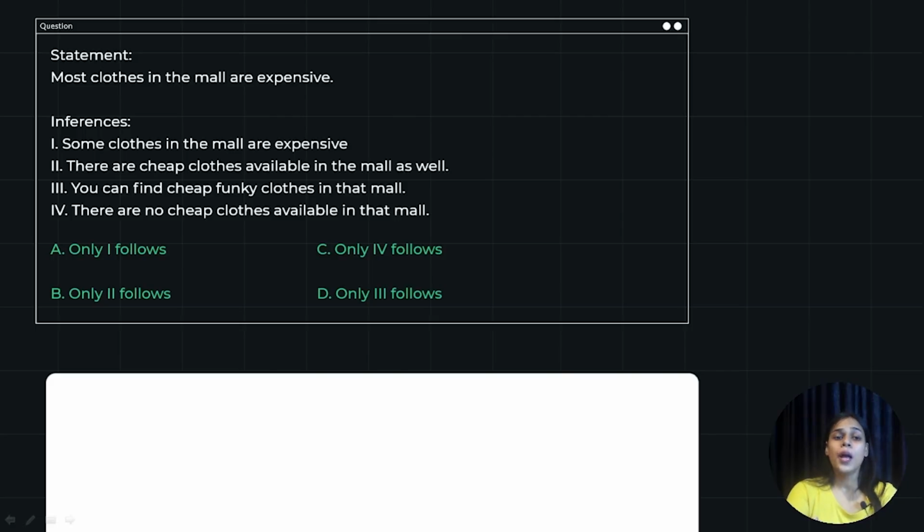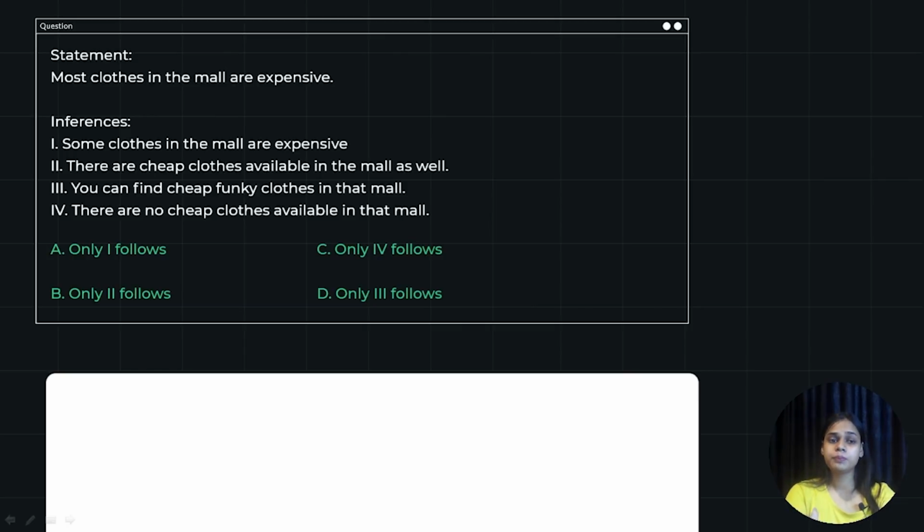Okay. Moving ahead, now we have inferences. Most clothes in the malls are expensive. Okay, so you have been given a statement and 4 inferences. Quickly, please pause the video, try to solve it, see which can you infer from the main statement, and then we'll see the answer together.